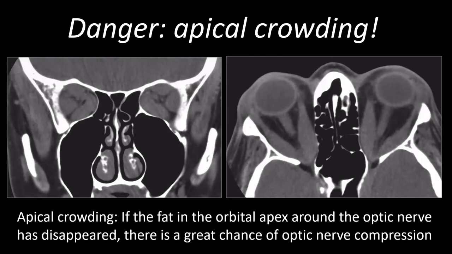If the fat in the orbital apex has disappeared, there's a great chance of optic nerve compression. But, and this is something I also frequently ask myself in daily radiological practice, you always see less orbital fat in a patient with thyroid eye disease. When do you need to start calling it apical crowding? When do you really have to point out that there's a risk for compressive optic neuropathy? Because in some patients you see some fat and in another patient none at all. When should you call apical crowding?